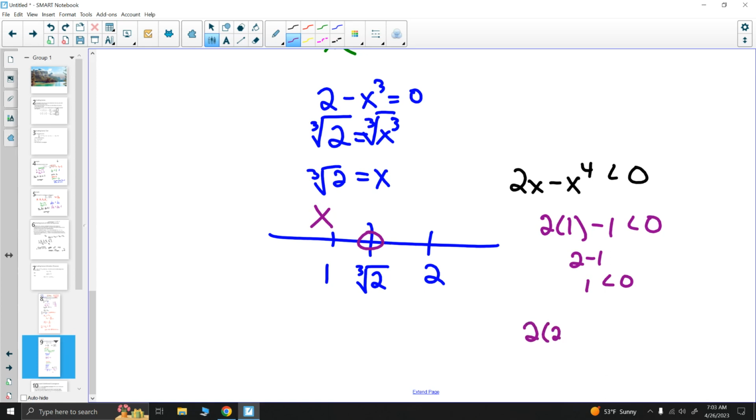So 2 times 2 minus 2 to the 4th is less than 0. So 4 minus 2 times 2 is 4, times 2 is 8, times 2 is 16. That is, in fact, less than 0. So we have a negative slope from the cube root of 2 onwards. Now, we are starting at 1, so technically it's actually increasing but then it drops down.